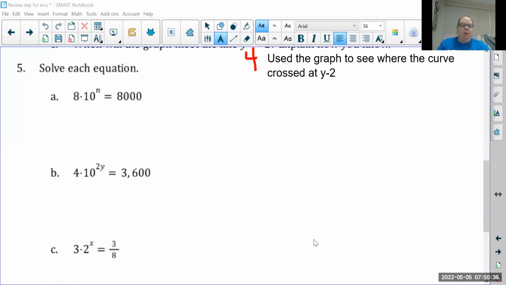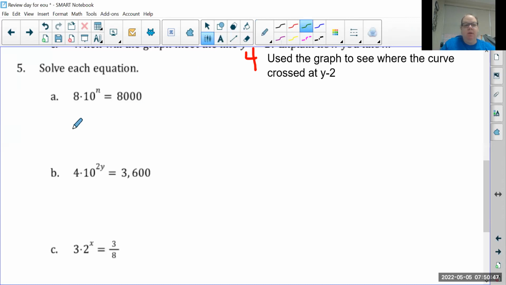Okay, so we're gonna do problem number 5, which has 3 equations that we're gonna solve. Remember, the first step whenever we're solving is that we need to get the base and the exponent isolated by dividing. So we need to get rid of this 8, and since these are getting multiplied together, we're going to divide by 8 on both sides. So divide this by 8, divide this by 8. That crosses off. This is 10 to the n equals 1,000.